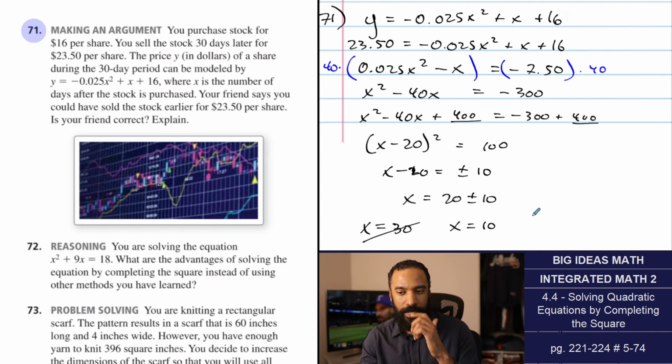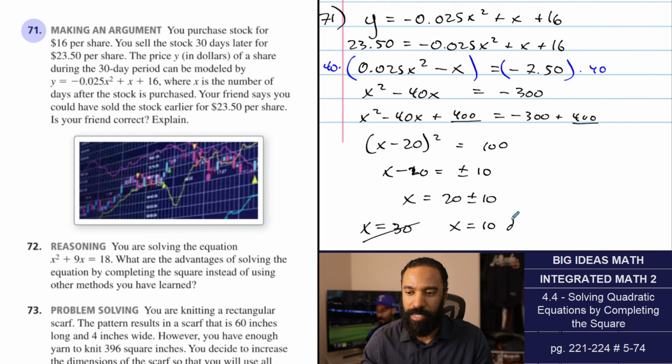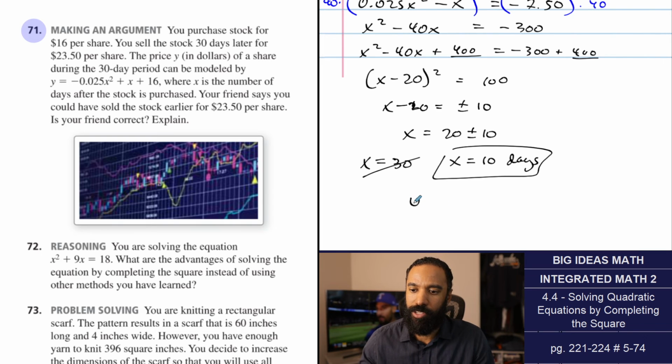As long as we're within the 30-day window of a positive number, then 10 days later, your friend is correct. Yes, friend is correct.